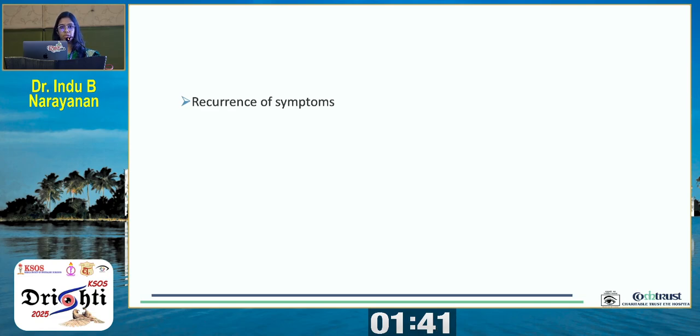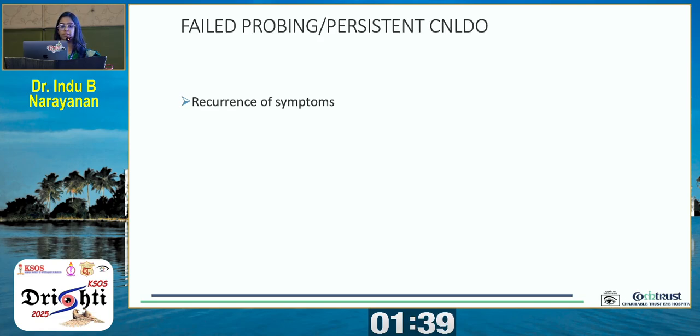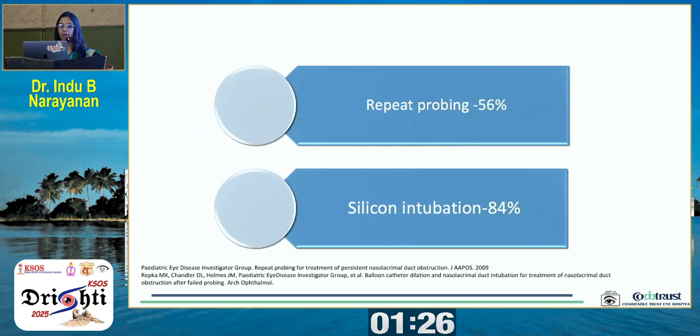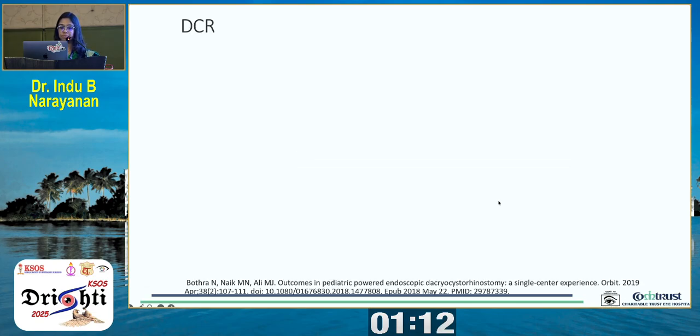So even after probing, if there is a recurrence of symptoms, it's called a failed probing or persistent CNLDO. This occurs mainly in complex CNLDOs, or associated proximal obstructions, or in a case of dilated or atonic sac. So what next? You can repeat the probing or do a probing with silicone intubation. The literature says the success rate of repeat probing is 56%, and 84% if it's along with silicone intubation.